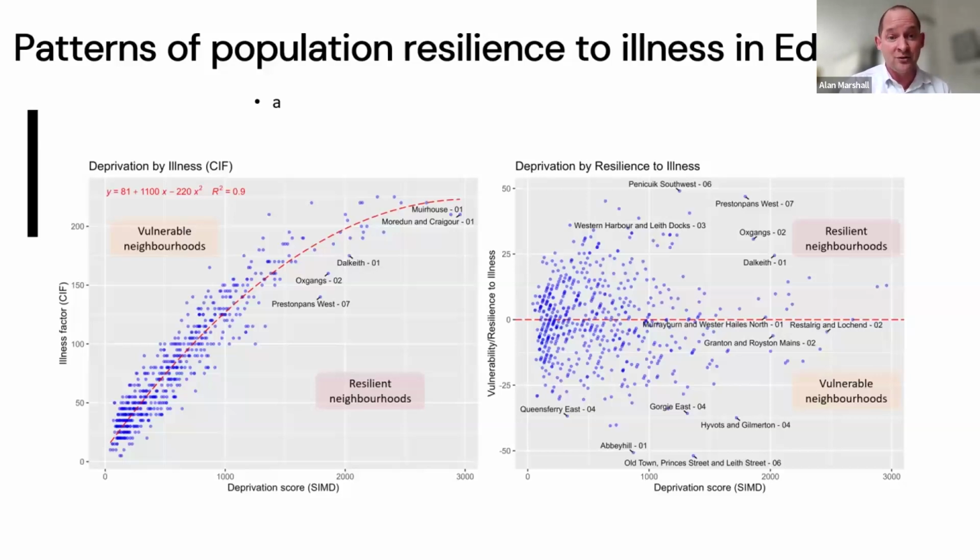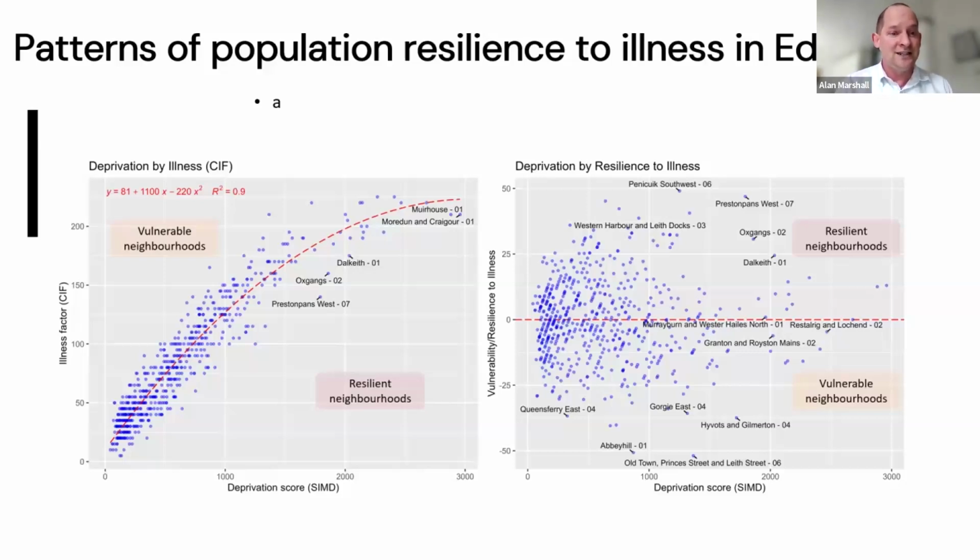And the red dotted line shows this expected relationship: as deprivation increases, so too does the level of poor health in those neighbourhoods. Any of the neighbourhoods above the red line are vulnerable neighbourhoods, so they have poorer health outcomes than we'd expect given the deprivation in them. And the neighbourhoods below the dotted red line are resilient neighbourhoods. These are neighbourhoods that have better health outcomes than the level of deprivation would suggest.